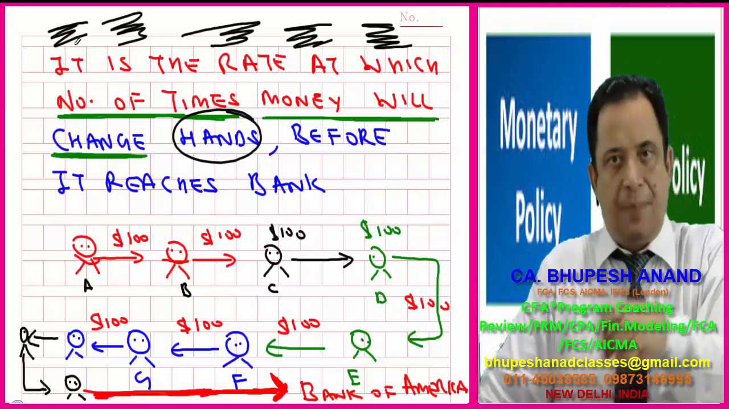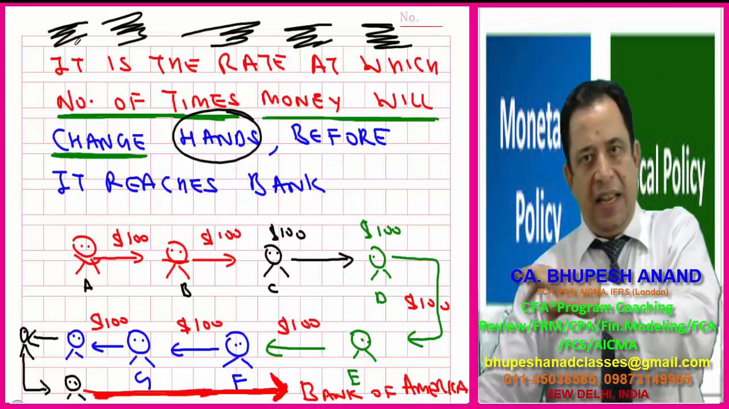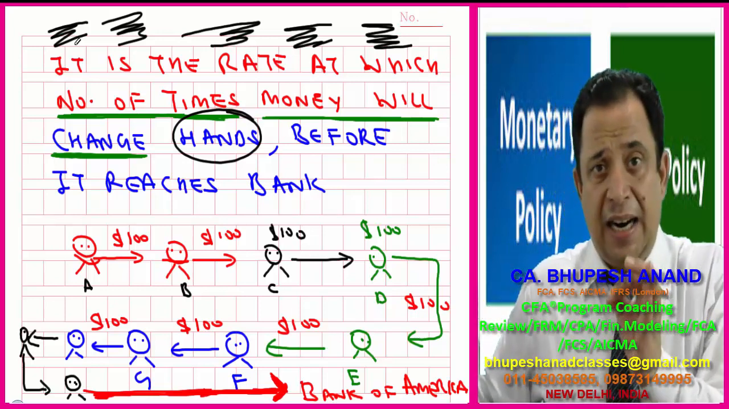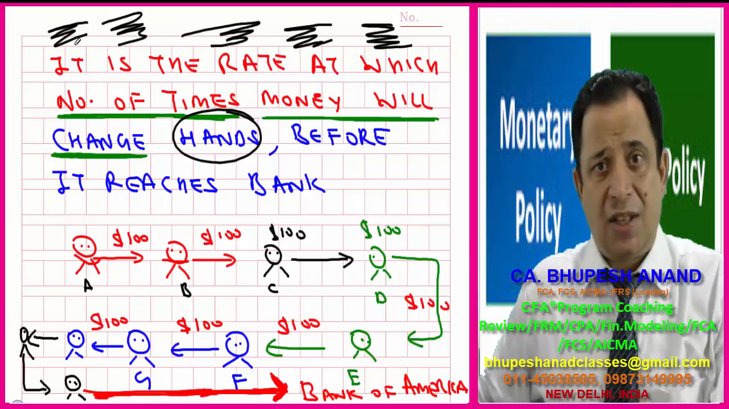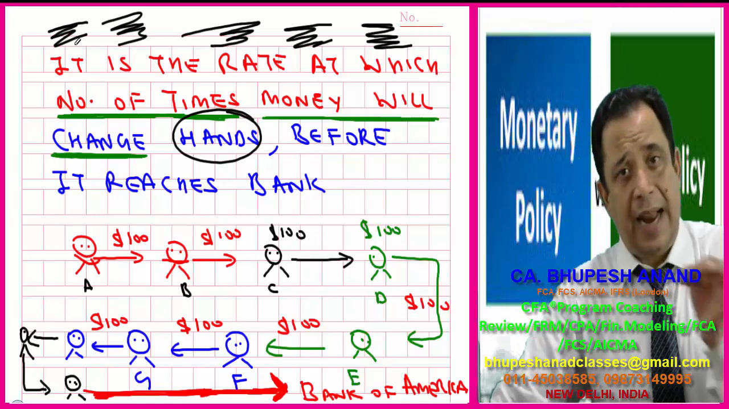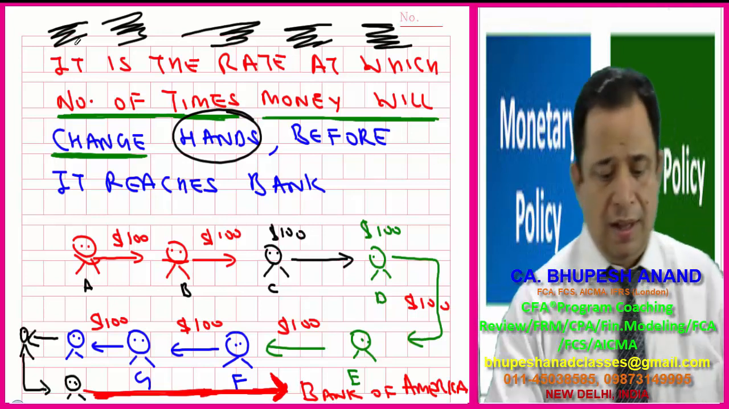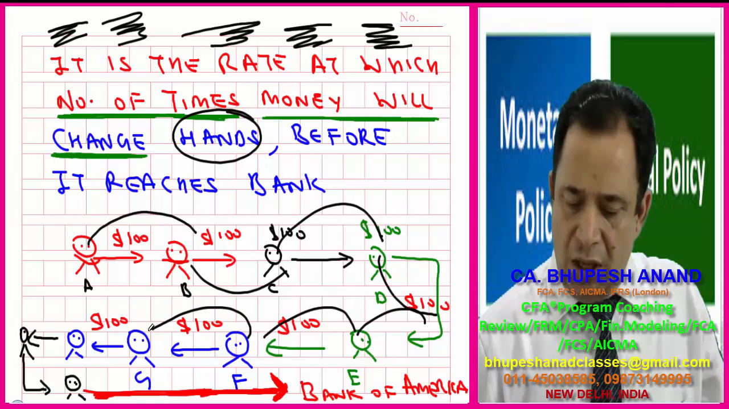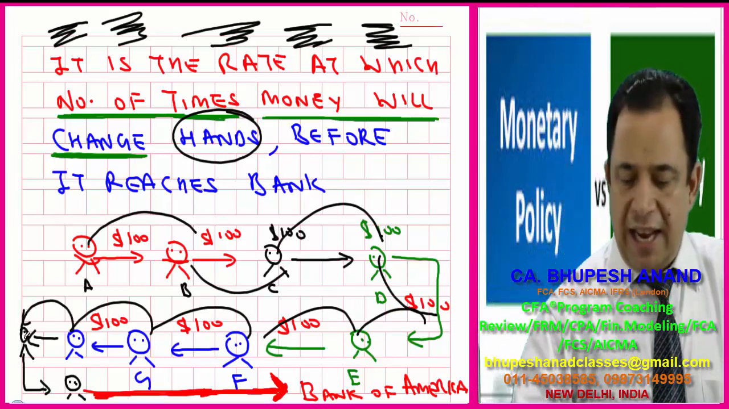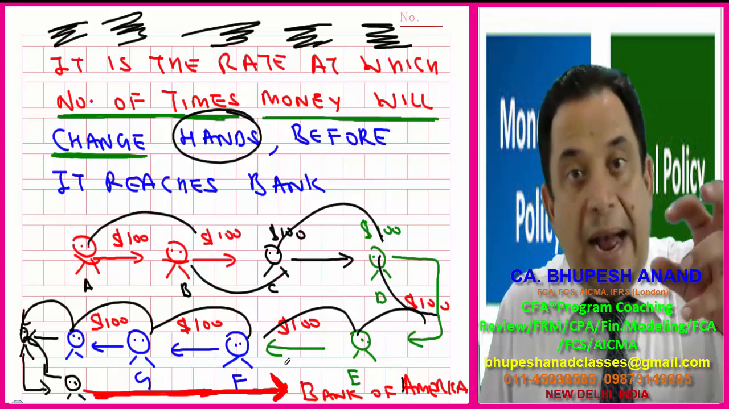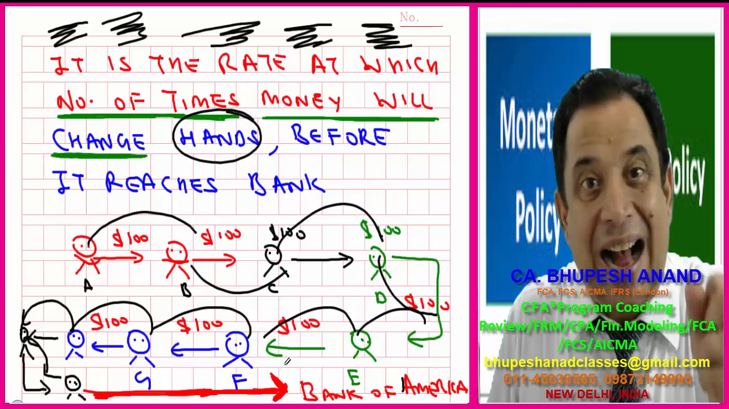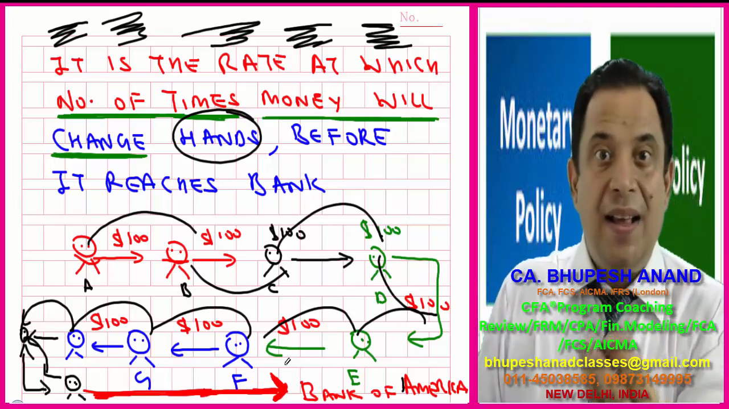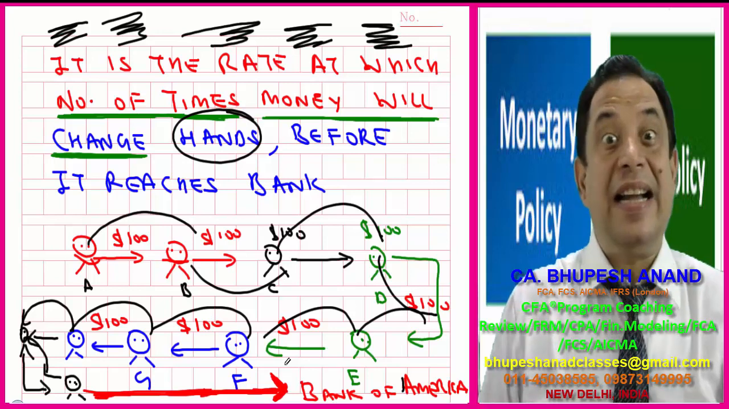So I have given 10 pictures, 10 people: Ramlal, Shamlal, A, B, C, D, E, F, G, H, I, J, K, L. It means that before that $100 note reached Bank of America, it was exchanged by 10 people. That $100 went from A to B, from B to C, from C to D, from D to E, from E to F, from F to G, from G to H, from H to I, and then from I to J, and then it reaches Bank of America. So I will say this USA economy has a velocity of money of 10, because before reaching the bank, it changed hands 10 times.